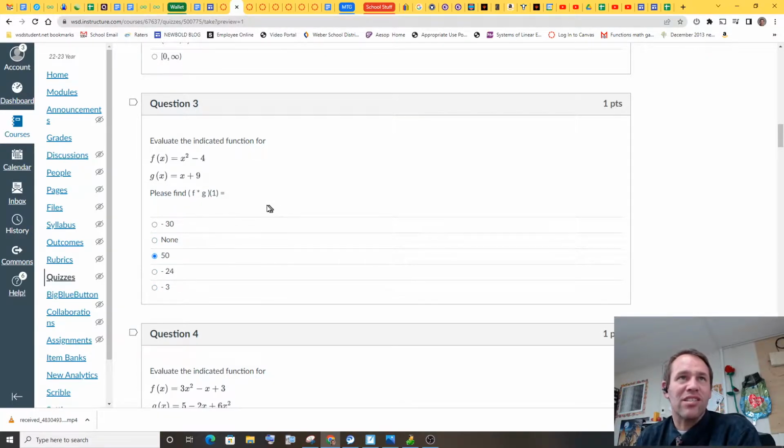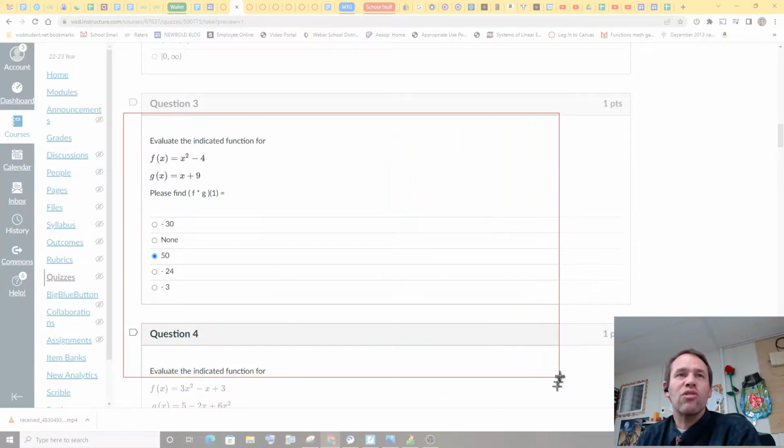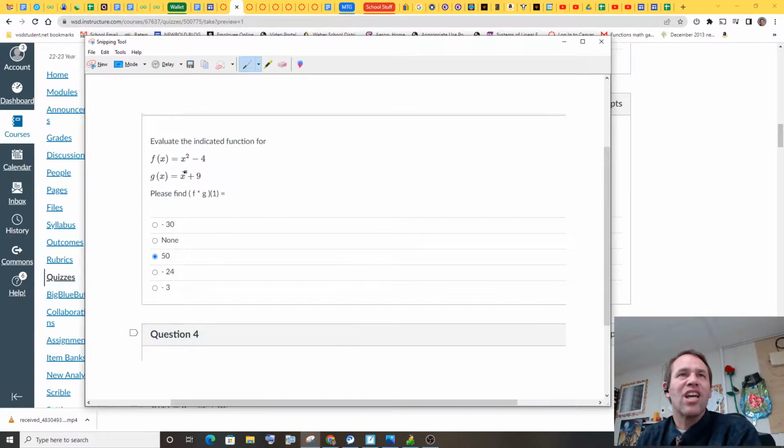I don't even know if I see my answer. Could you shortcut this? Could you plug it in first and then multiply them? Because then you get 9 times negative 4, which is negative 36, and that's none of them. That would be ridiculous. But let's do it the proper way.